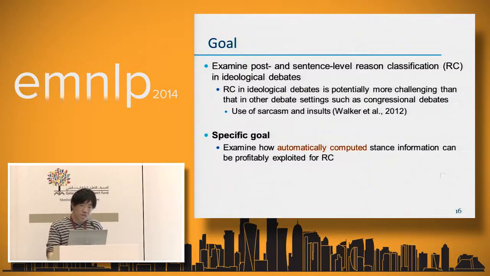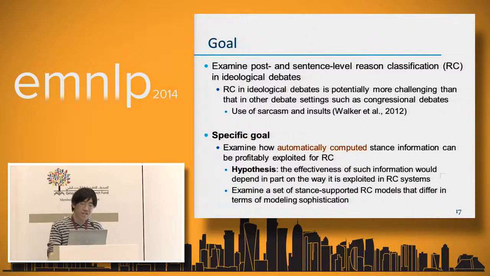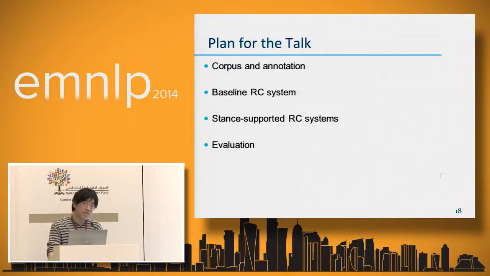Even though there's a close interplay between stance classification and reason classification, there's no guarantee that using automatically computed stance information can benefit reason classification, because if the stance is incorrectly determined, then the reasons may also be incorrectly determined. And so we hypothesize that the effectiveness of automatically computed stance information would depend in part on the way it is exploited in reason classification systems. As a result, we will examine a set of stance-supported reason classification models that differ in terms of modeling sophistication.